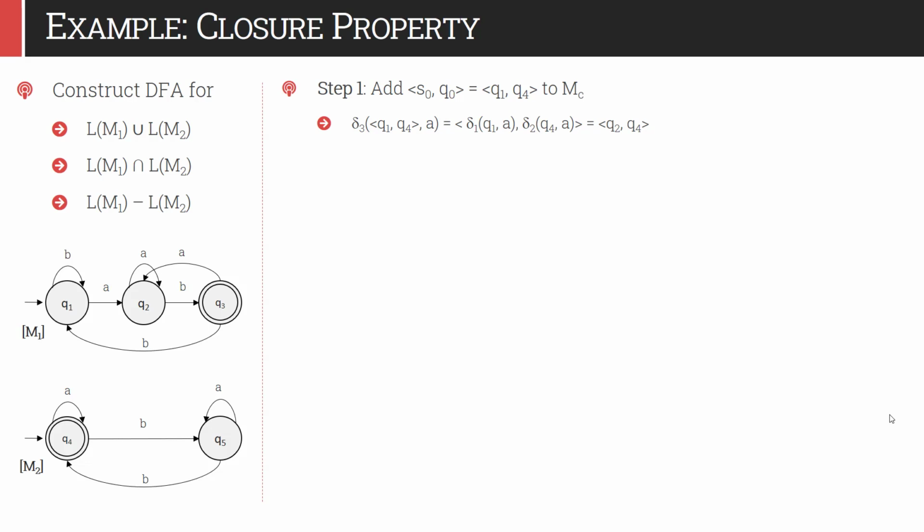So this is the new state, and we need to add it into the partially constructed machine MC. The same process we will repeat for input B now. When we apply input B from the Q1 Q4 state, we get a new state which is Q1 Q5. So as of now we have 3 states in the combined machine. The first one is the initial state which is Q1 Q4, then Q2 Q4 and Q1 Q5.